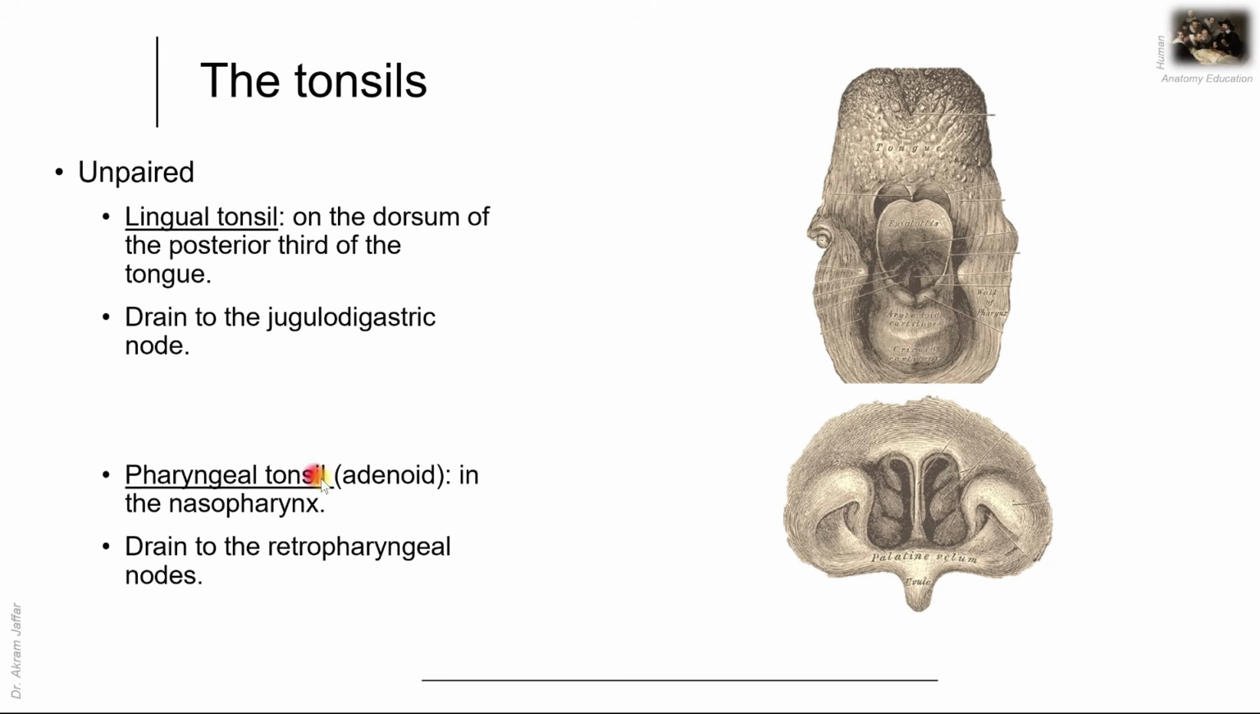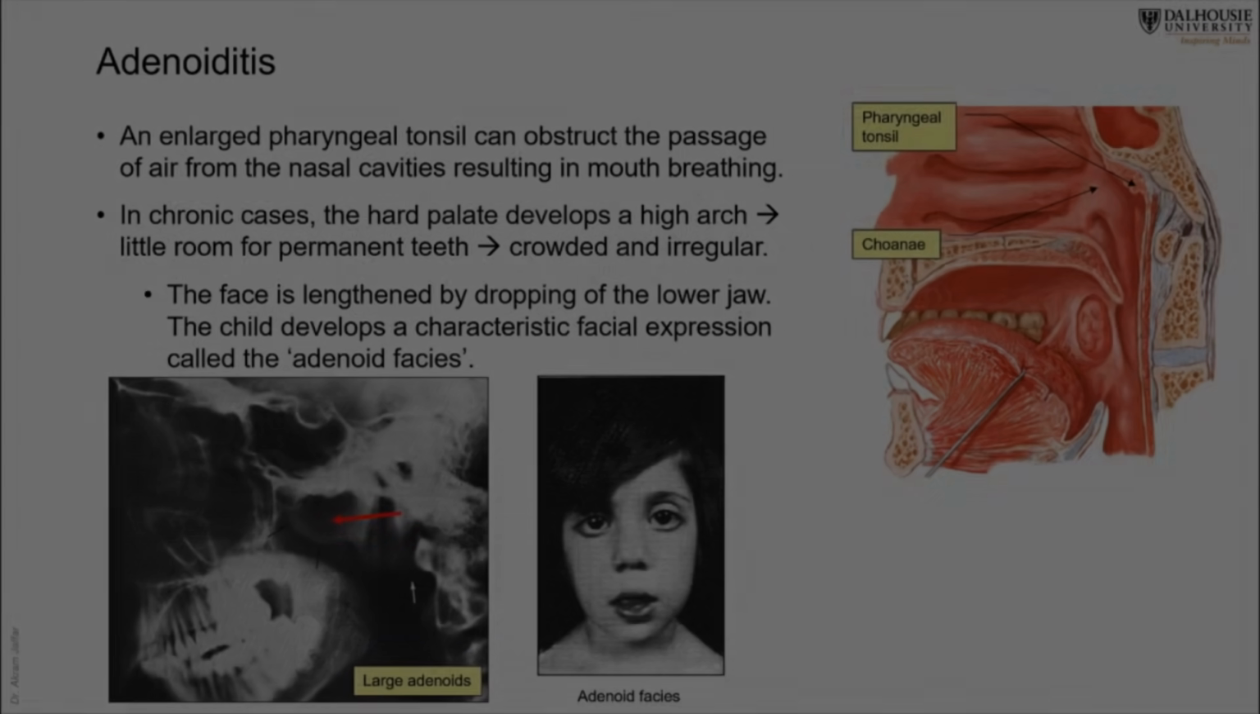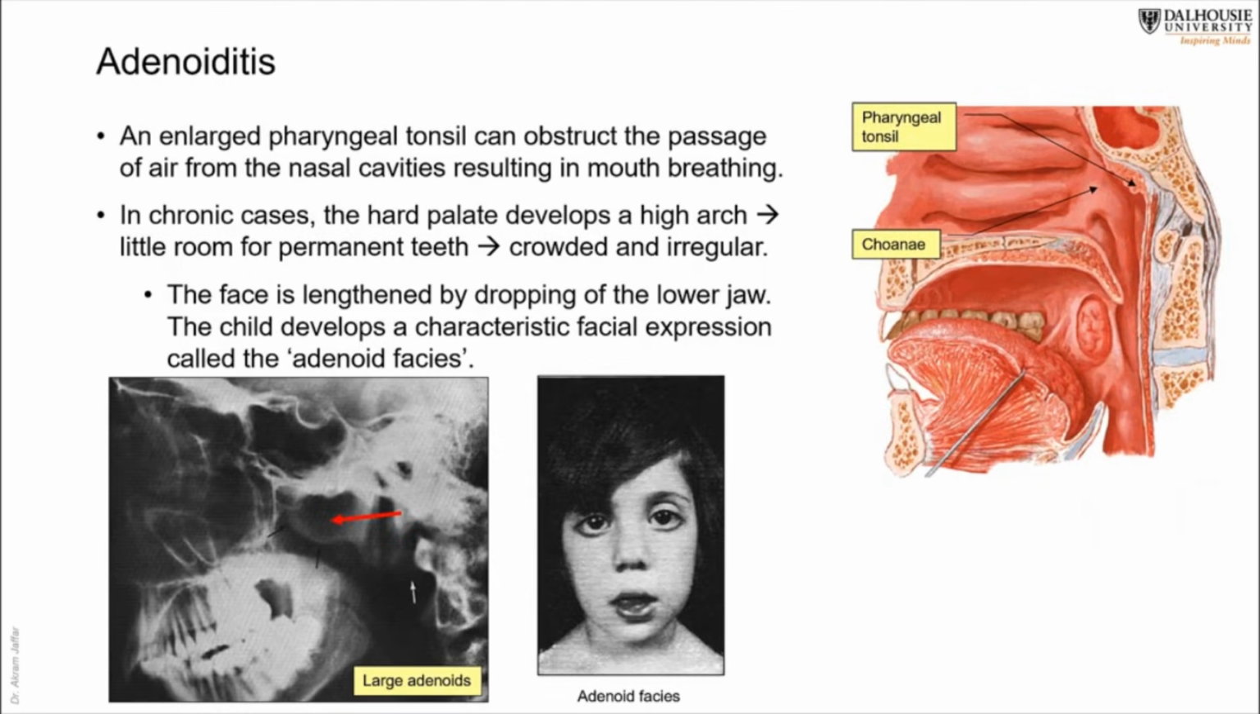These pharyngeal tonsils have a special name. They are called the adenoids, especially when they are enlarged. So the condition is called adenoiditis. Definitely, they will result in problems in breathing because they are located behind the nose in the nasopharynx. You can see it here in inflammation, especially chronic inflammation. It will cause narrowing of the nasopharynx.